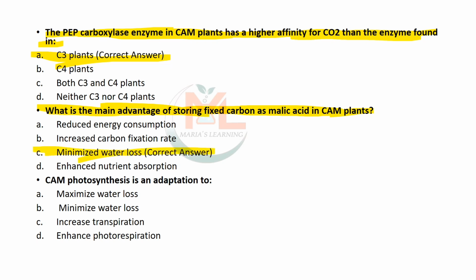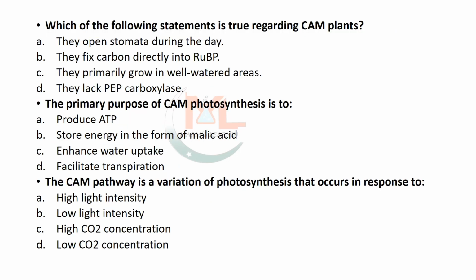Next one is CAM photosynthesis is an adaptation to minimize the loss of water because they live in a desert area. Water availability is already very low, so CAM photosynthesis is an adaptation of the plant to minimize water loss. Next question is which of the following statements is true regarding CAM plants? And the right answer is they lack PEP carboxylase enzyme.